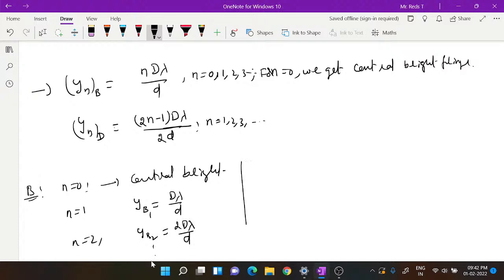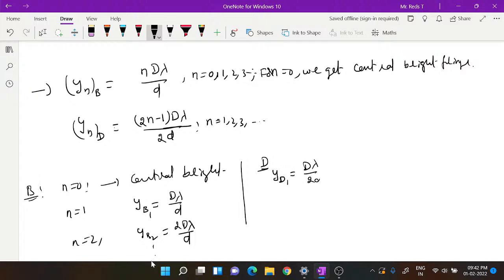But if you observe here, dark fringes lie beside these. Dark fringes are given by this. For n equal to 1, you get the first dark fringe. So n equal to 1 means 2 minus 1 is 1. So how much is the first dark fringe given by?